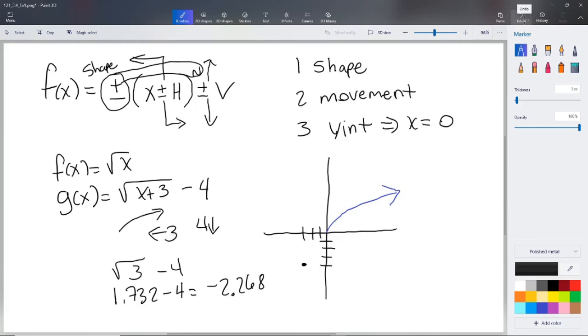So if this is negative 1 and negative 2 and this is negative 3, then somewhere right about there is our y-intercept. And so now that we have both of those points, we can connect those and have the same kind of shape as the one above. And then we've just gone ahead and graphed the most complicated one that this section has to offer.